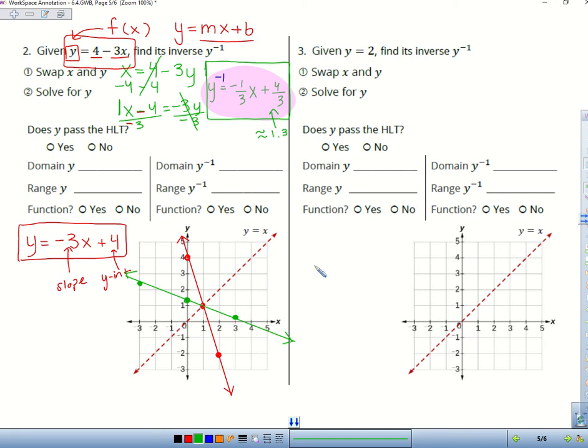Now we want to determine some information about this. Does it pass the horizontal line test? So if we look at the original function, the one in the red graph, would that one in the red graph pass the horizontal line test? Who says yes?